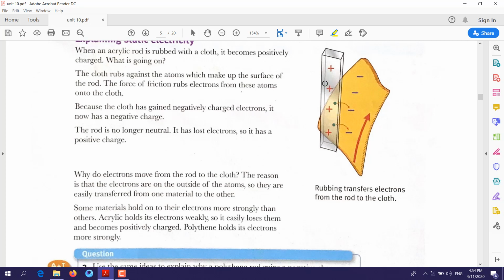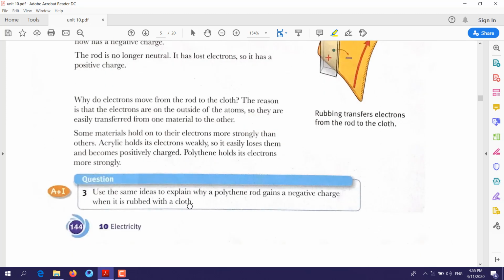This one, why is it now positively charged? Because it loses electrons. So now what happened? The number of protons in it is more than the number of electrons. Protons, which are positively charged, when they are more than electrons, the negatively charged ones, of course this material will be positively charged. Here it's the same thing.